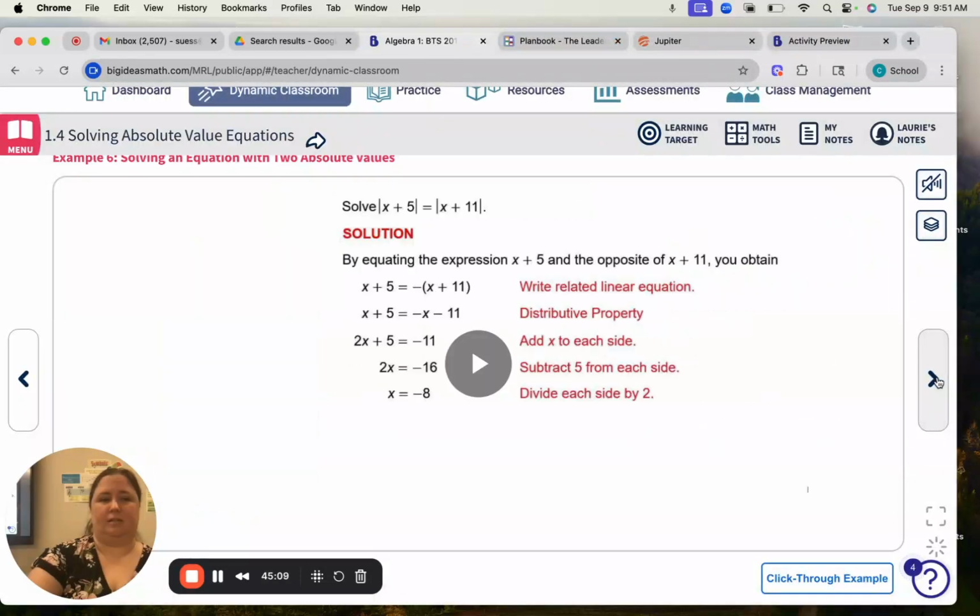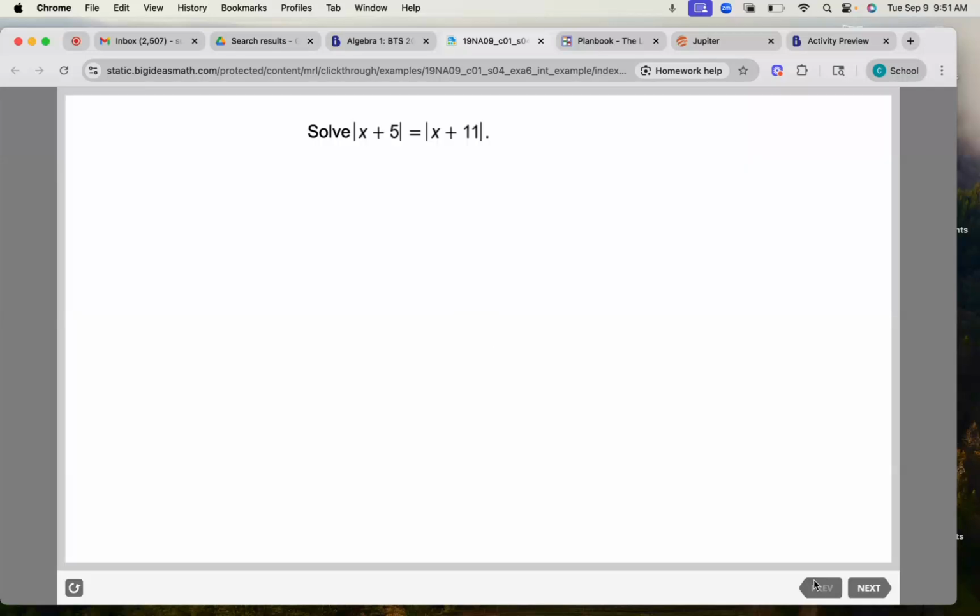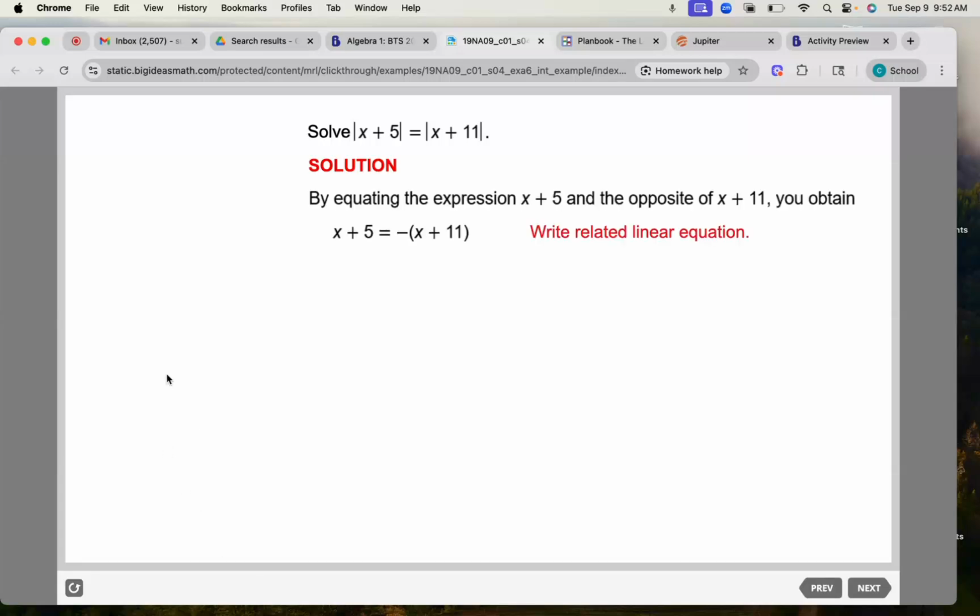All right, so we're going to solve this: the absolute value of x plus 5 equals the absolute value of x plus 11. So we're going to create our two tracks, the positive version and the negative version. So I have on the left x plus 5 equals x plus 11. Oh, they're just going to do the negative version to start with, probably to see if there's an extraneous solution. All right, so let's do the negative version first. So distribute the negative, what do you get? -x minus 11.